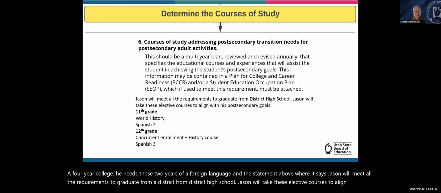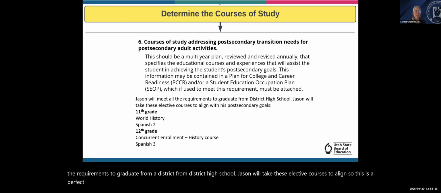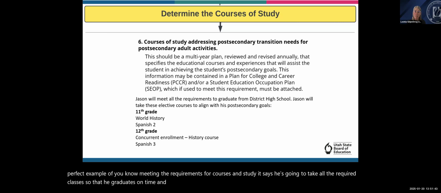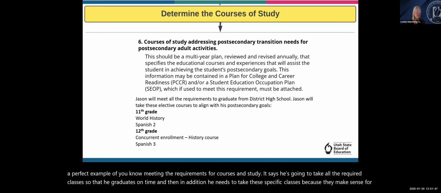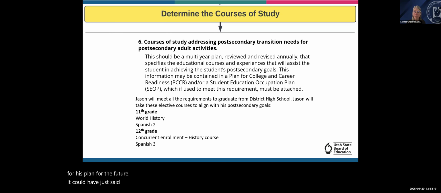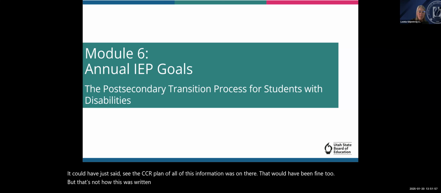So this is a perfect example of meeting the requirements for courses and study. It says he's going to take all the required classes so that he graduates on time. And then in addition, he needs to take these specific classes because they make sense for his plan for the future. It could have just said, see the CCR plan, if all of this information was on there, that would have been fine too. But that's not how this was written. So either way is fine.